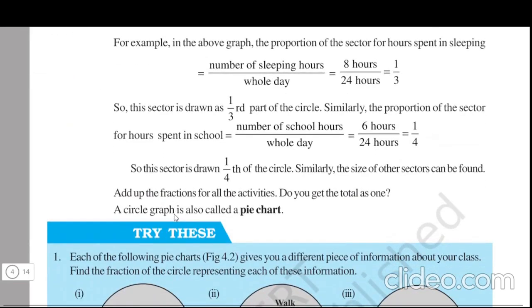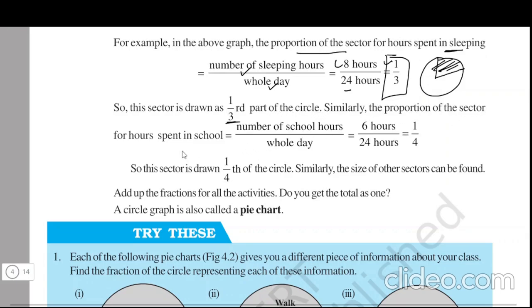For example, in the above graph, the proportion of the sector for hours spent in sleeping is the number of hours in sleeping divided by the whole day. So 8 hours are used for sleeping, and the whole day is 24 hours. So the proportion of the sector will be 1 by 3. 1/3 of the complete circle area will be allotted to sleeping. So the sector is drawn as 1/3 part of the circle.